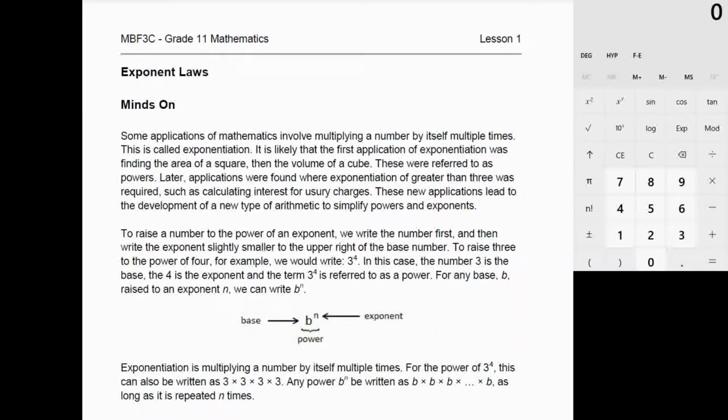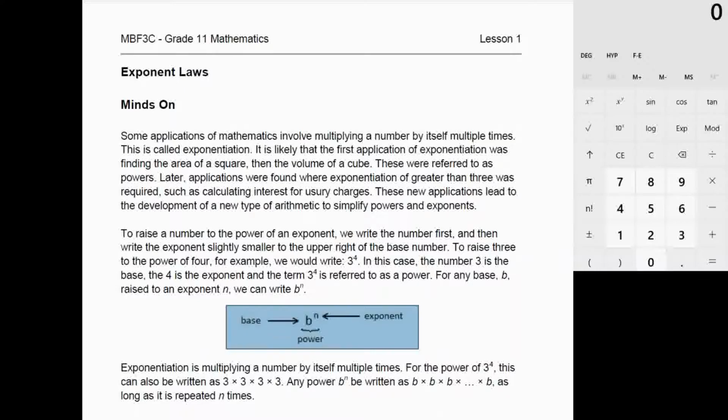And before we do that, I'd like to focus on this section here in this minds on section, where we have the base, the power, and the exponent. So what you're seeing here is basically what an exponent is. For an exponent, we have some terms we need to understand. The entire number and the exponent itself is called a power. The larger number is called the base, and the smaller number is called the exponent.